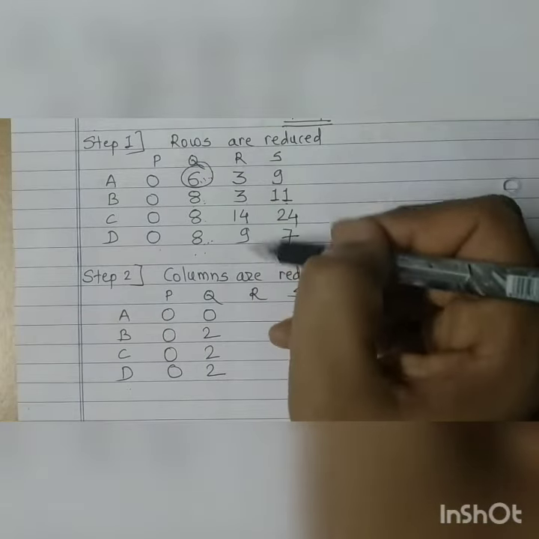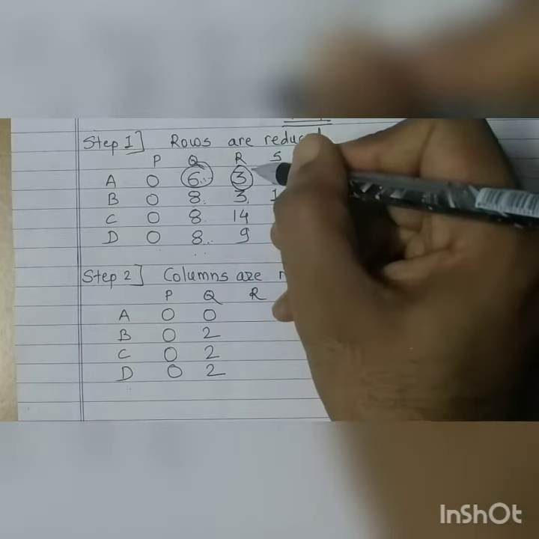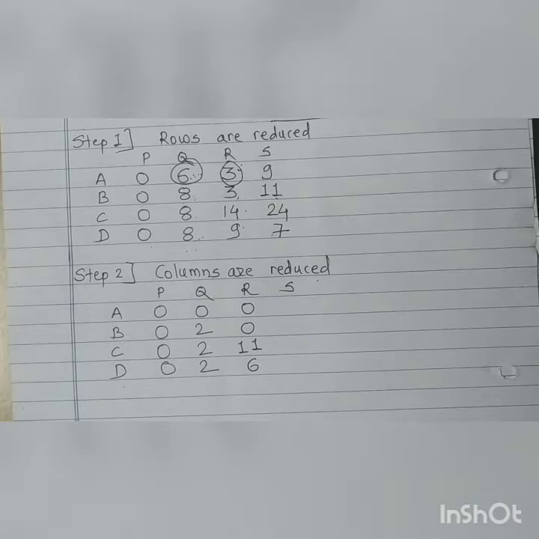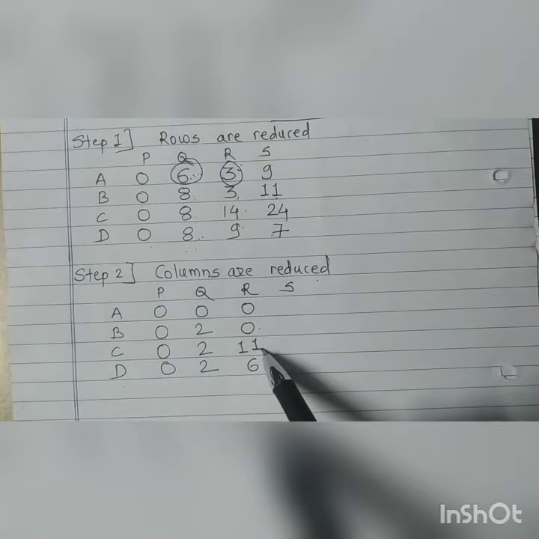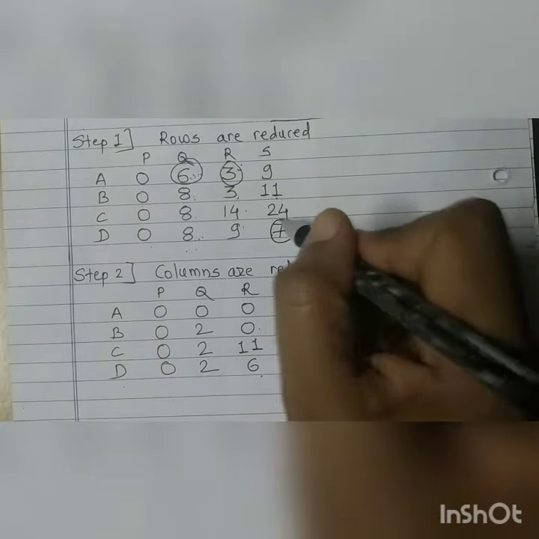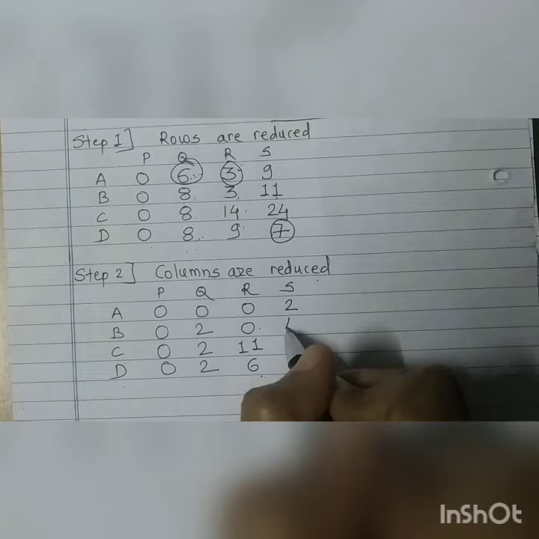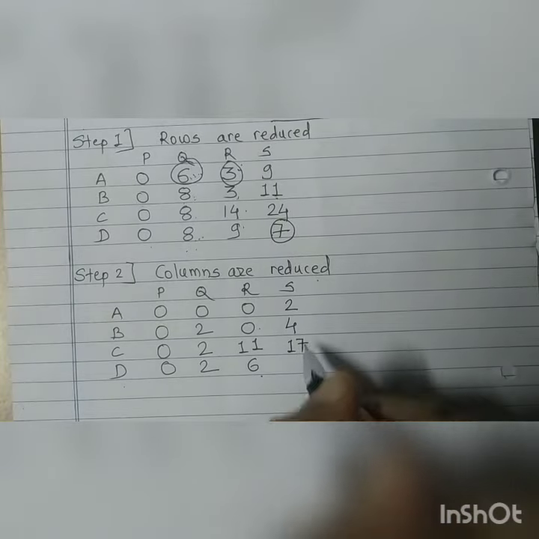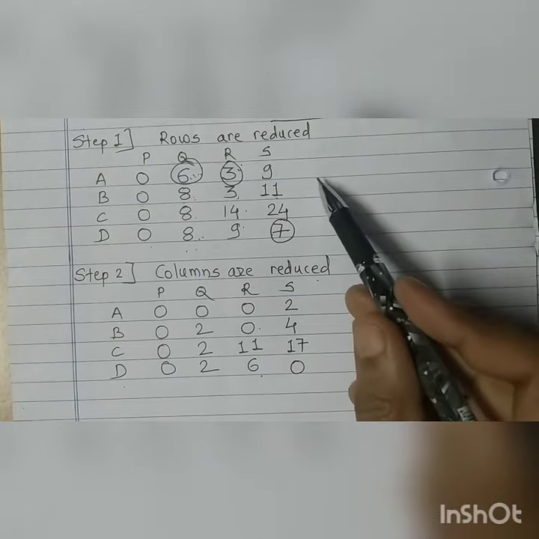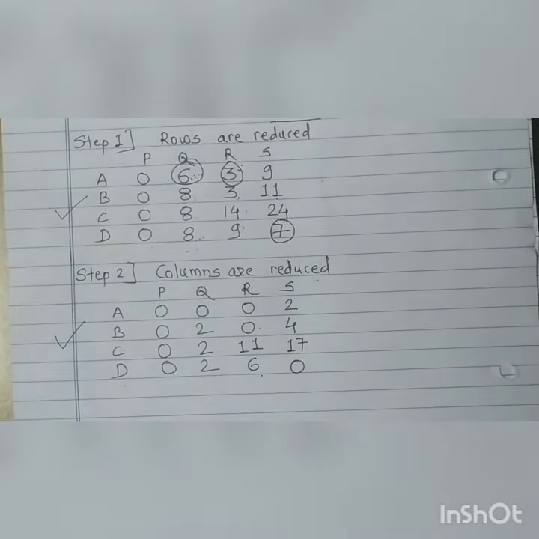Now consider third column, smallest element is 3. So 3 minus 3, 3 minus 3, 14 minus 3 and 9 minus 3. That comes out to be 0, 0, 11 and 6. And consider last column, 7 is the smallest element. So 9 minus 7, 2, 4, 17 and 0. So this is how we have completed step number 1, rows are reduced, and step number 2, columns are reduced.